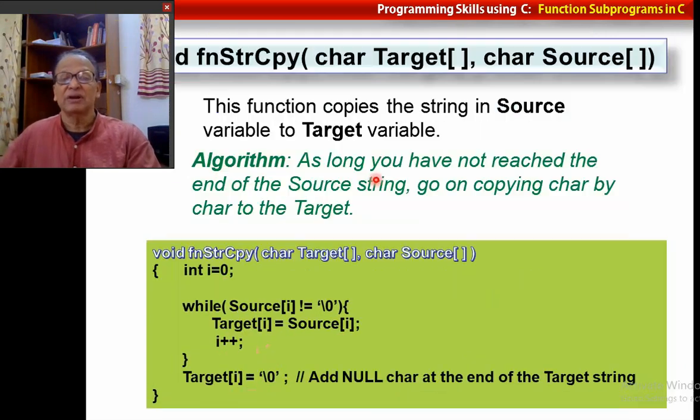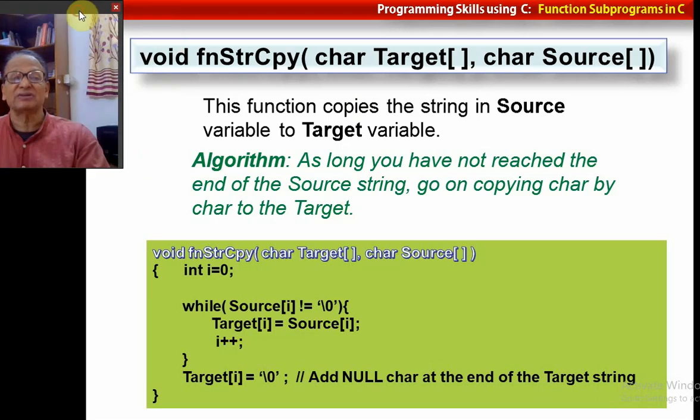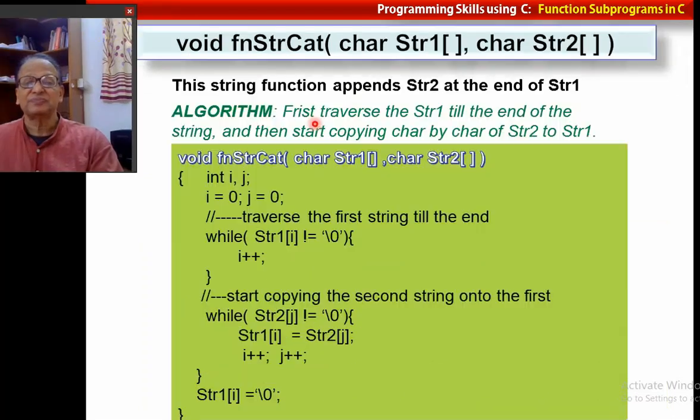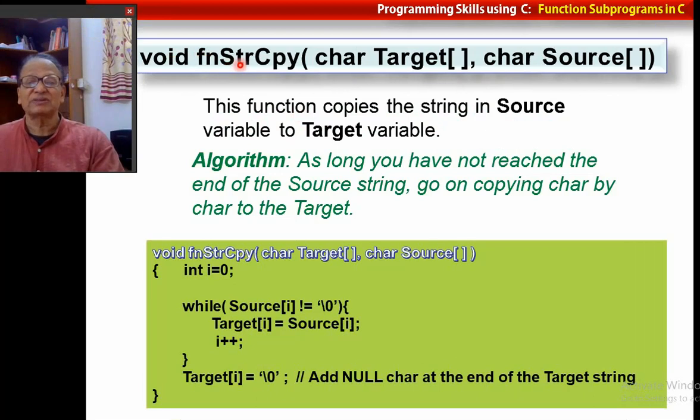Now we go to the second string function, string copy. I am copying the source string to the target string. What is my algorithm? As long as I have not come to the end of the source string, go on copying letter by letter to the target string. If I have come to the end of the source string, then add a null character at the end of the target.